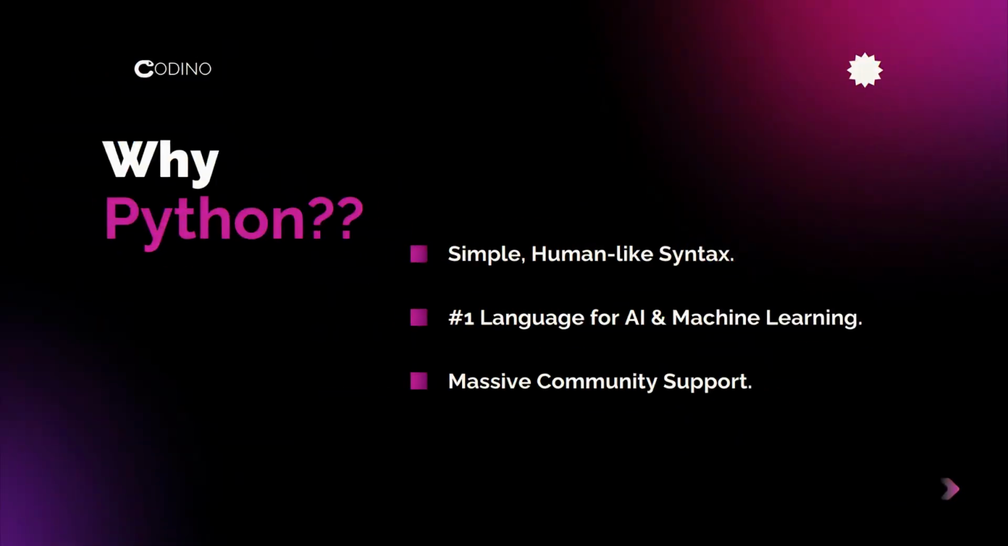Phase 1. Why Python? Why are we even here learning this language specifically? Well, first off, and this is a big one, Python has a really simple, human-like syntax. When you read Python code, it almost looks like English. It's not full of weird symbols and semicolons everywhere like some other languages I could mention. It's just very clean.